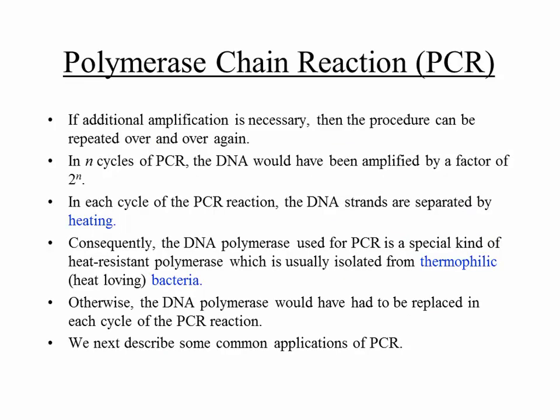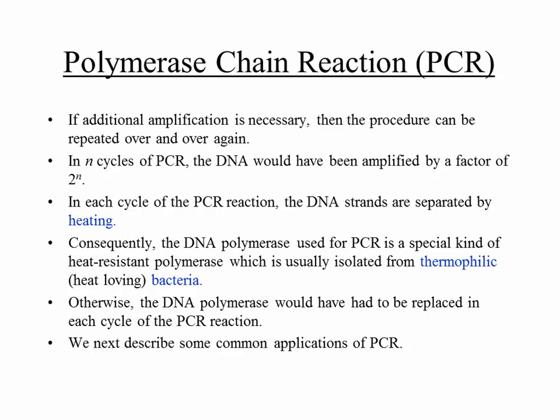So if beyond the first cycle you need additional amplification, just repeat the procedure over and over again. In n cycles, you would have amplified by a factor of 2 to the power of n. Now in each cycle of the PCR reaction, you are heating the DNA to separate the 2 strands. So if you use regular DNA polymerase, the polymerase will get destroyed. So in every cycle, you have to keep on adding new DNA polymerase.